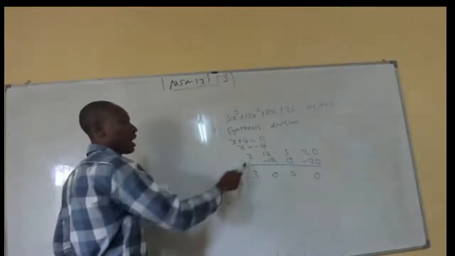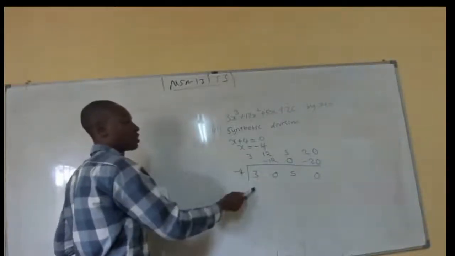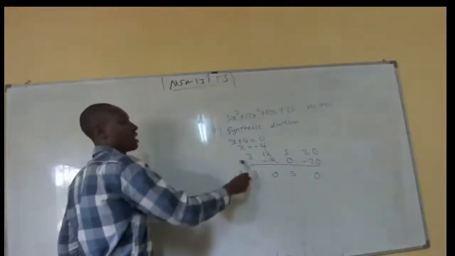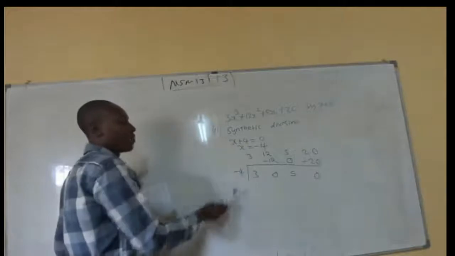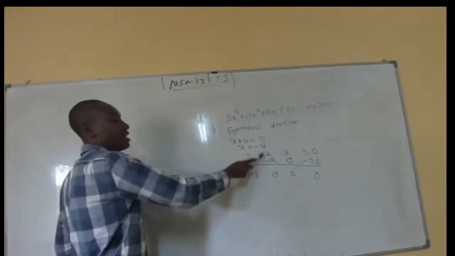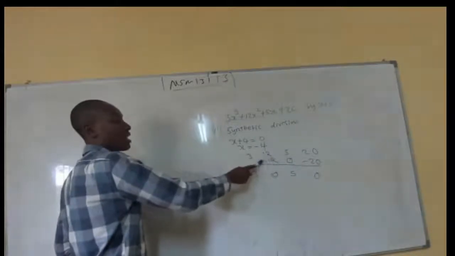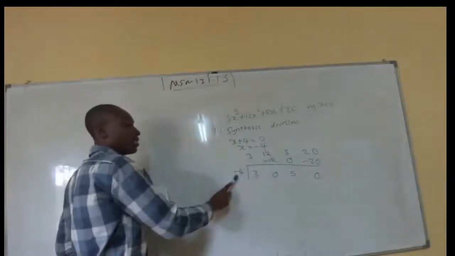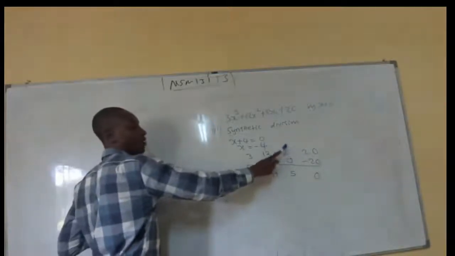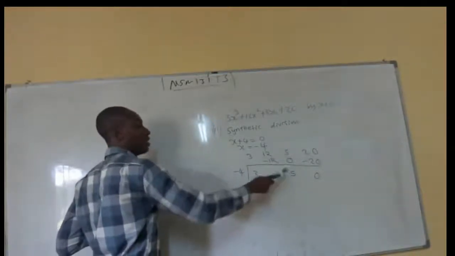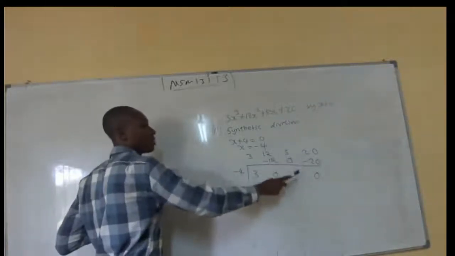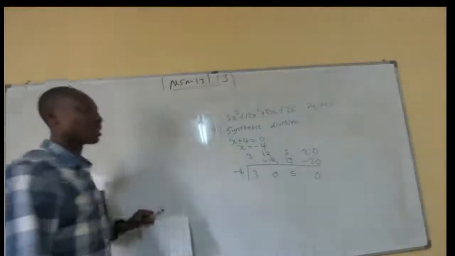This constant here is the one I always put here. Alright? Then I retain the first coefficient, which was 3. Then now multiplication, when I multiply, I put it under the second coefficient. So negative 4 times 3 is negative 12, then I add. So addition is what's taking place here. 12 plus negative 12 is 0. Negative 4 times 0 is 0. I write it on the next. Okay, then 5 plus 0 is 5. Negative 4 times 5 is negative 20. 20 minus 20 is what? 0. So that is that.